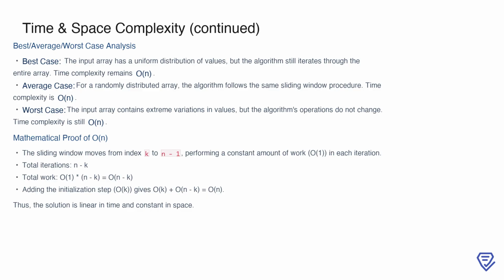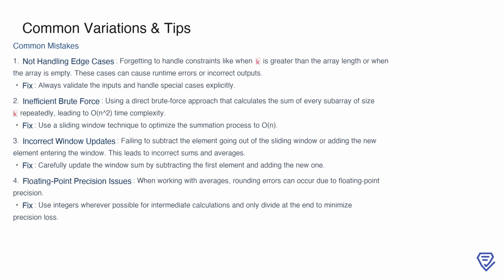Adding the initialization step, which is O(k), results in O(k) plus O(n - k), which simplifies to O(n). With this linear time complexity and constant space complexity, the solution is efficient and scalable. One common mistake when solving this type of problem is neglecting edge cases.